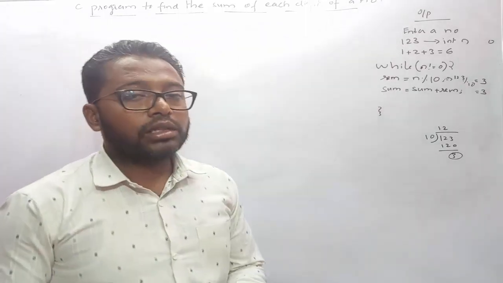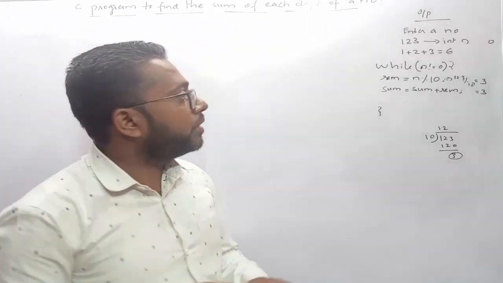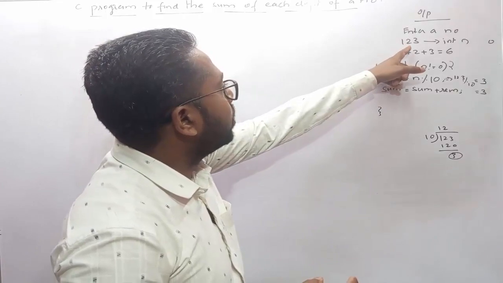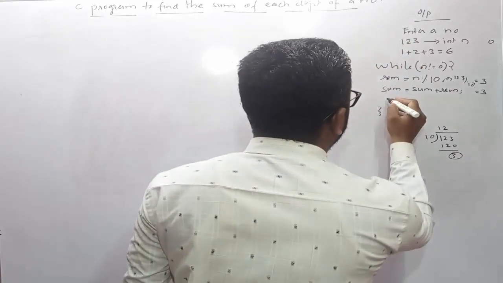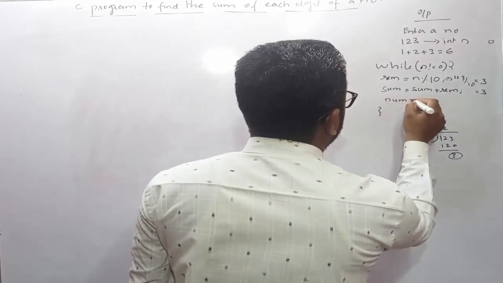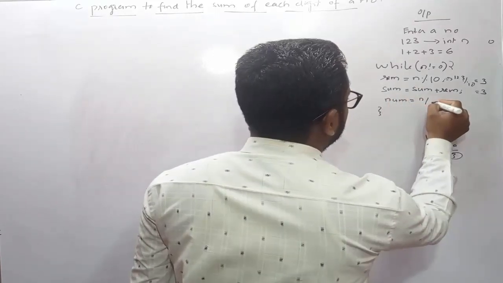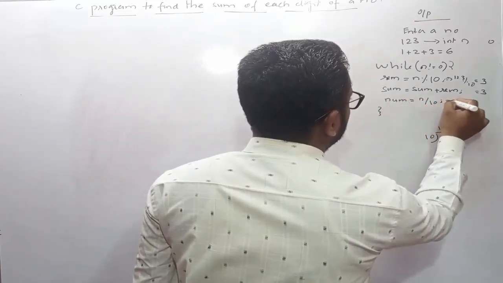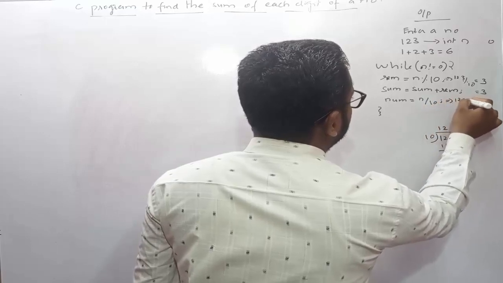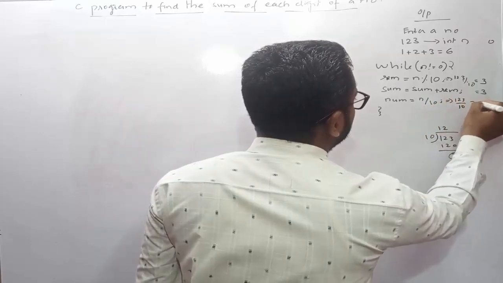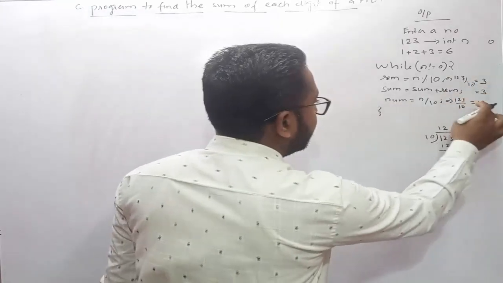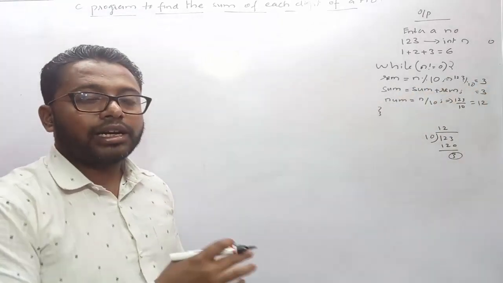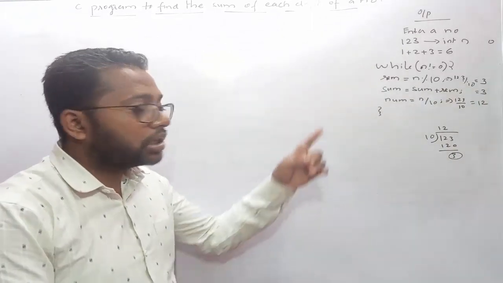Next, what was the third step? The third step is we need to convert this value 123 into 12. So how can we do that? We can do that by dividing that number by 10. That is, n equals n divided by 10. Now the value gets changed to 12. Earlier it was 123, now it becomes 12.